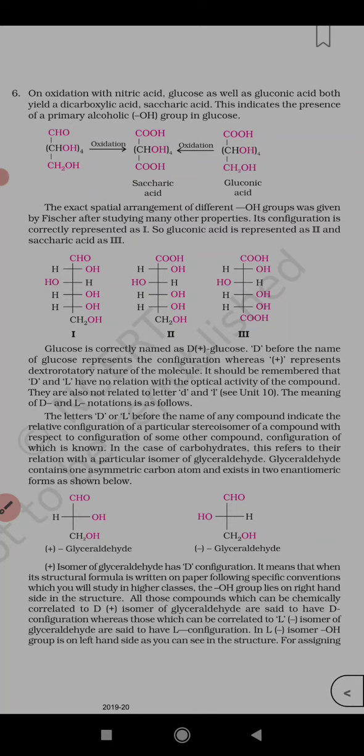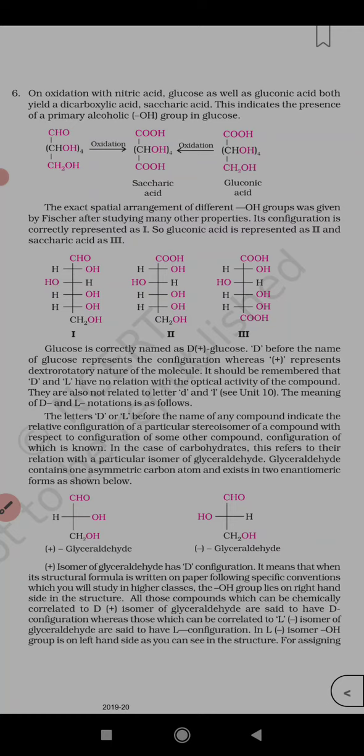So glucose on oxidation with nitric acid gives saccharic acid, and gluconic acid also gives saccharic acid. So glucose and gluconic acid both give saccharic acid on oxidation with nitric acid, which indicates the presence of a primary alcoholic OH group in glucose. The exact spatial arrangement of different OH groups was given by Fischer after studying many other properties.